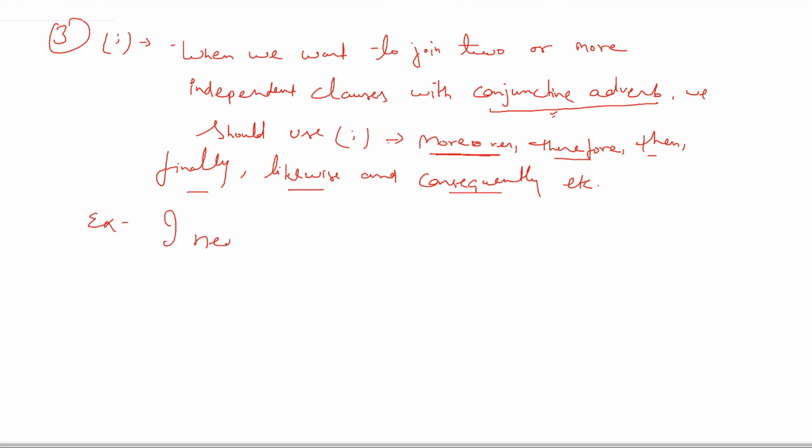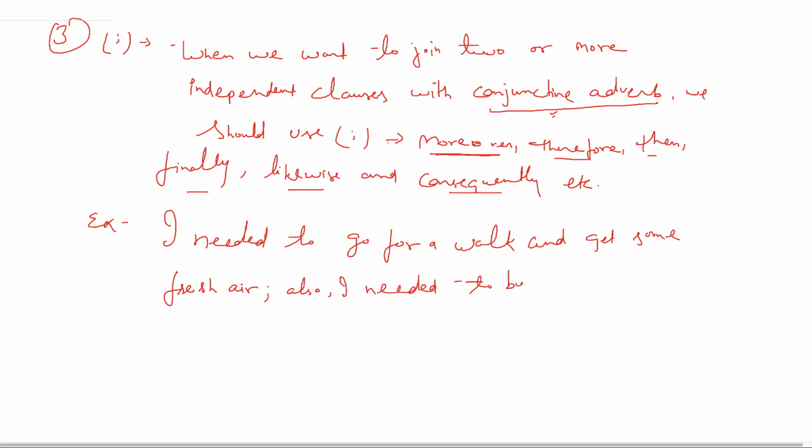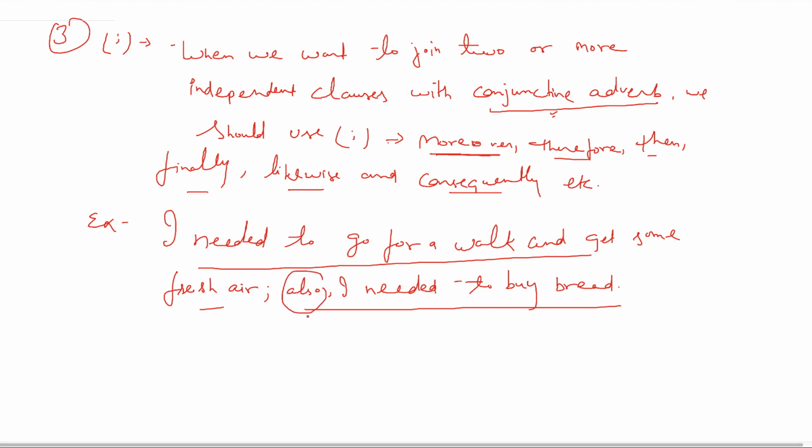Example, I needed to go for a walk and get some fresh air; also, I needed to buy bread. We are joining this clause to this first clause. And here we are using this also. Also is an adverb and here it is used to join two clauses. We are not using any other conjunction, coordinating conjunction, but we are using also an adverb which is working as a conjunction here in this sentence.